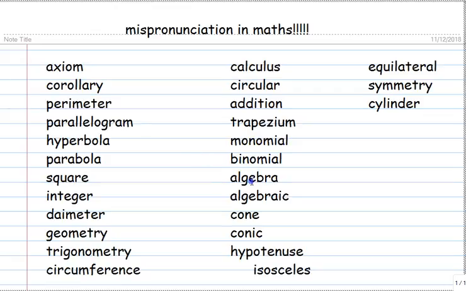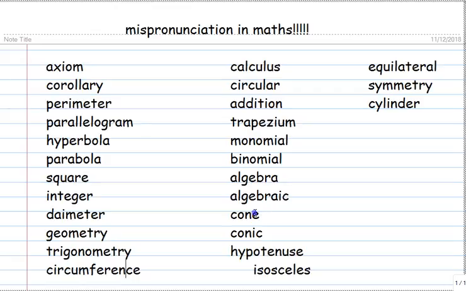This one over here looks very simple, but I know you're going to put the wrong stress on the wrong syllable. It is actually not algebra, it is algebra. The stress is put on the first syllable over here. Algebra. And this one is algebraic. So the stress is on bray over here. Algebraic. Algebra, algebraic.